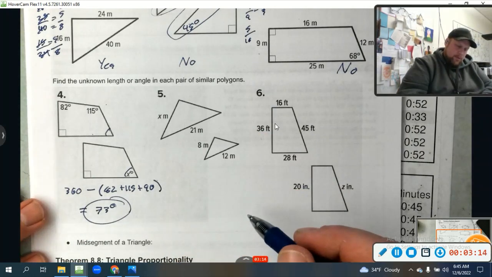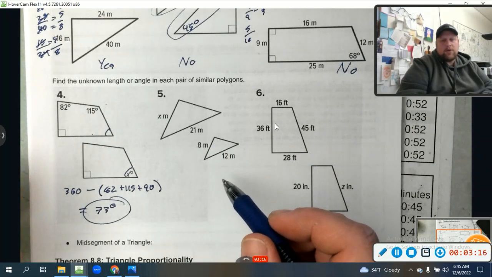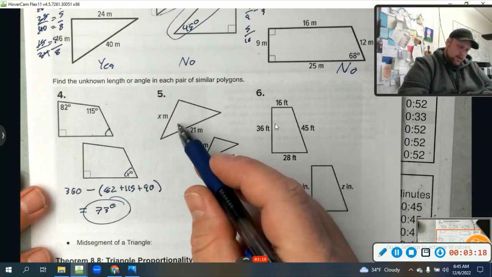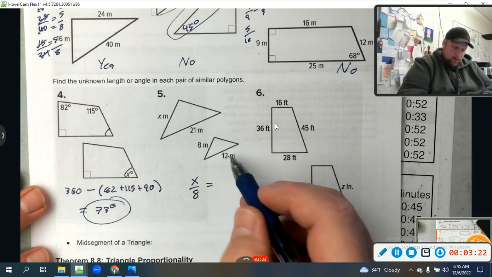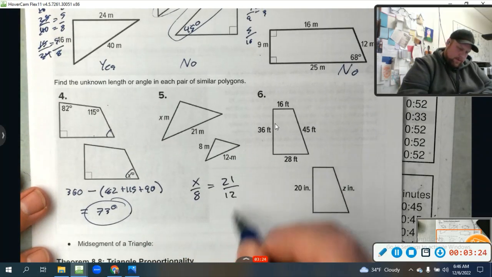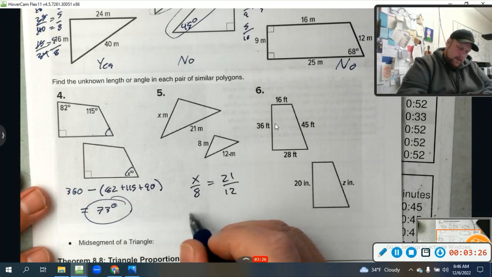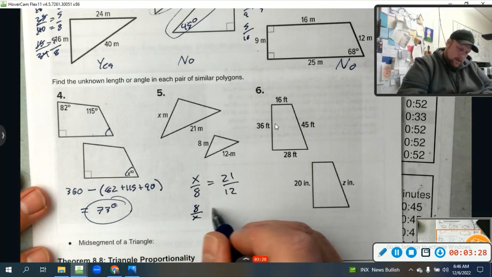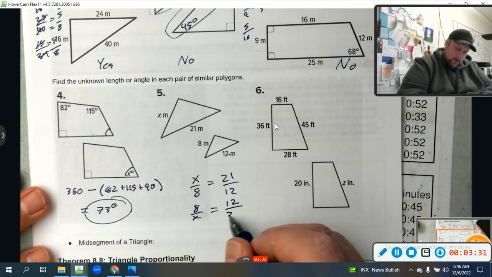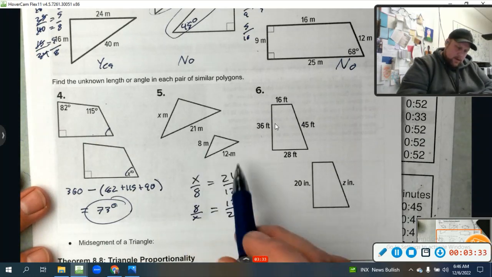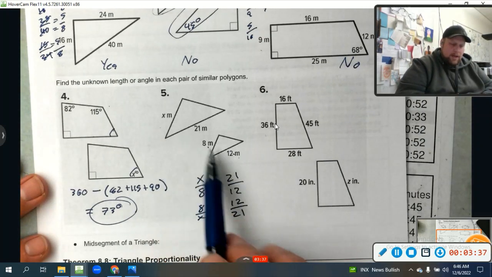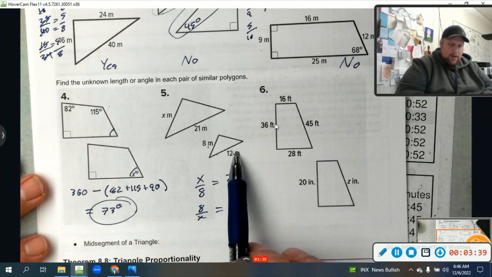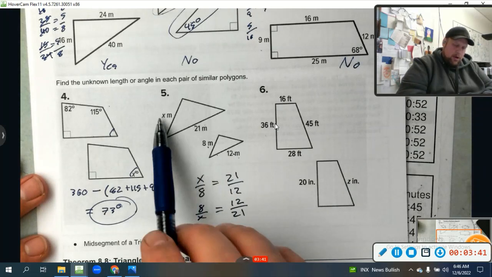Over here, we're going to set up a proportion. And it doesn't matter which direction you go, and I'm going to show you that. So x goes with 8. So I'm going to have x over 8 equals 21 over 12. I could have just as easily said 8 over x equals 12 over 21, right? The big thing is, if you go big to big, you've got to go big to big. If you go small to big, you've got to go small to big.